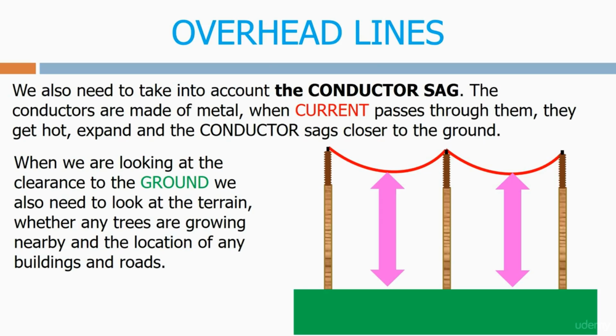When we are looking at the conductor sag, we have to assume the worst possible conditions, which includes the highest ambient temperature for the location and the maximum conductor current. We then add a factor of safety to take into account possible material differences and the components aging. We then look at the terrain over which the line will cross. If this includes a roadway, we need to consider Department of Transport requirements for the size of vehicles.